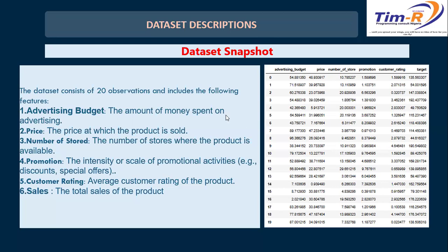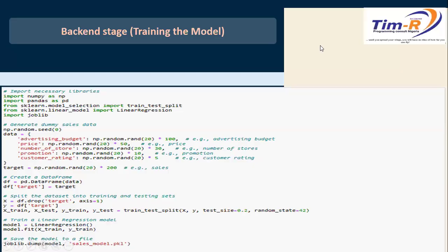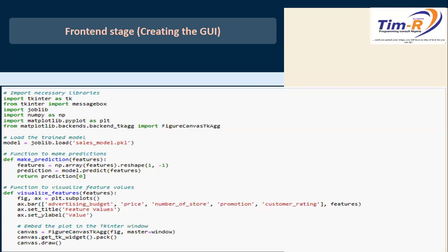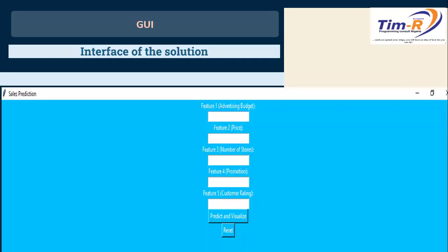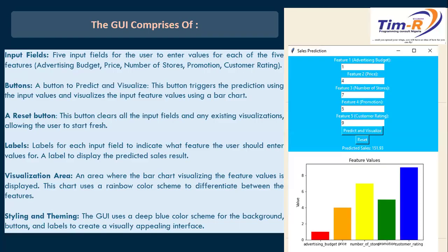No problem. Aside from that, my backend codes, my front end codes. Okay. Then this is the user interface, the interface of the solution that has key inputs. I'll key in my value. When I key in my value, I have predictive results. I have some charts that show the numbers of the value I inputted, based on the advertising budget, the price, the number of stores, customer rating, and the likes.